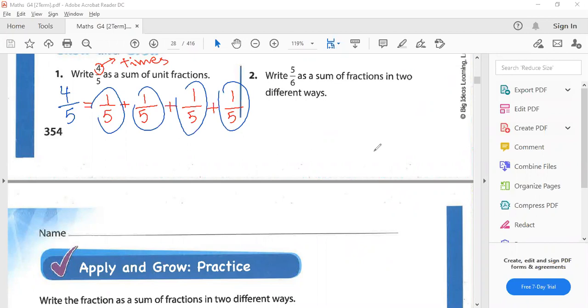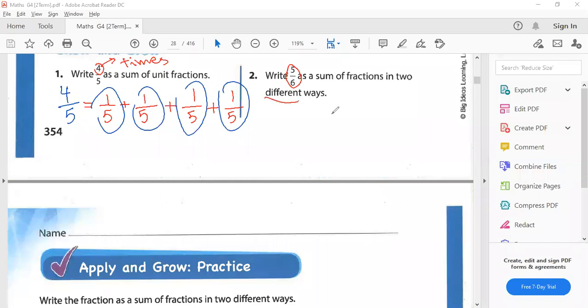Now we need 5 over 6 as a sum of fractions in two different ways. And I will choose Zain. How are you, Zain? Fine. Then we have 5 over 6, and we need to decompose it into a sum of fractions in different ways.